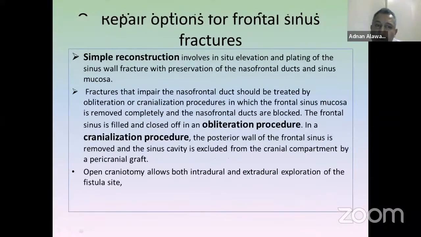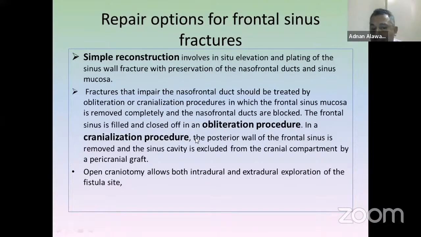What will we do for this kind of fracture? Either we do a simple reconstruction, involving in situ elevation and plating, or we do either an obliteration procedure or a cranialization procedure. The difference is that in obliteration, we close the sinonasal duct with a fat graft, but with cranialization, we cover the cranial cavity and the sinus cavity and isolate it from the brain by putting either fascia lata or a pericranial flap over the frontal air sinus to isolate it from the brain.